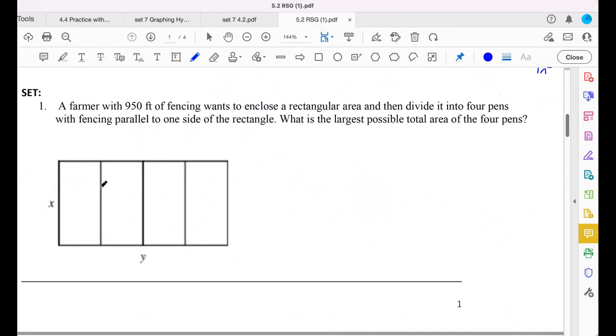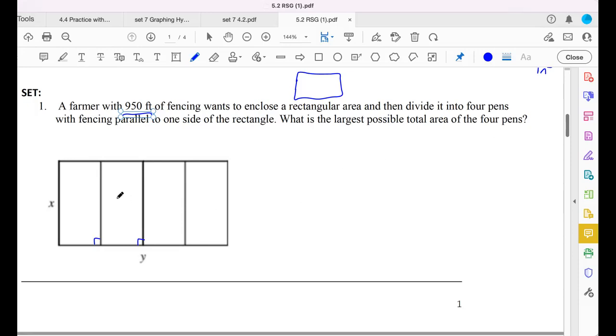if you aren't already doing that, you have a farmer with this much fencing who wants to enclose this rectangular area and then divide it into 4 pens with fencing parallel to one side of the rectangle. It's making these nice little right angles. What's the largest possible area for the 4 pens?